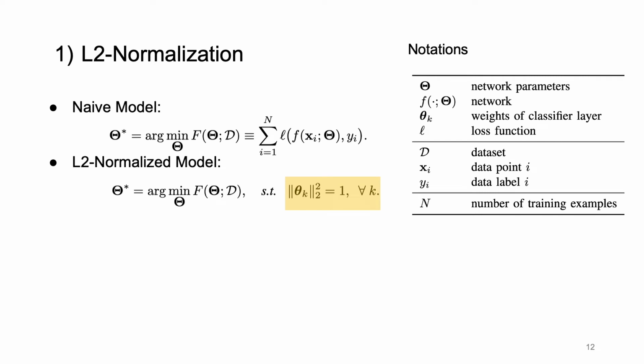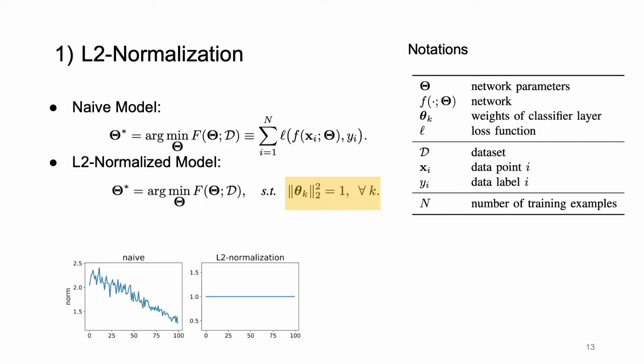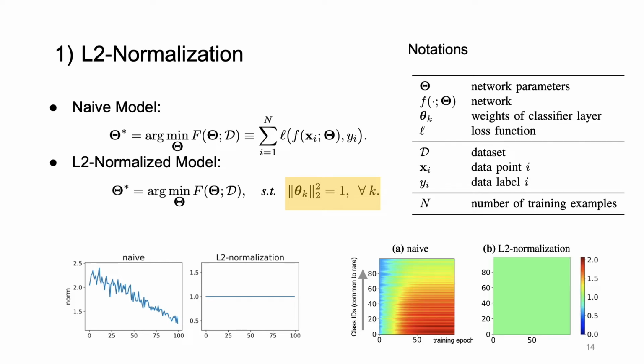In L2 normalization, we restrict the classifier weights to have unit norms, such that if we take a look at the classifier, we can see that it's perfectly balanced. If we take a look at how norms are evolving during the training, we can see that L2 normalization has constant norms during the whole process.